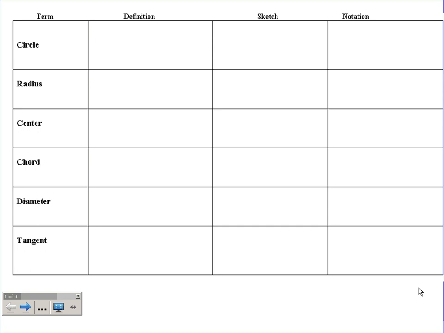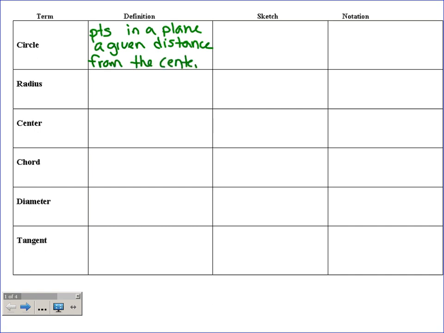Circle. Definition. Those are points in a plane. Okay, but more specific than that, they are a given distance from, I'm going to say, the center. So a given distance from a specific point called the center. Basically the idea here is we're going to have some point in the middle, and we're going to talk about some sort of given distance.